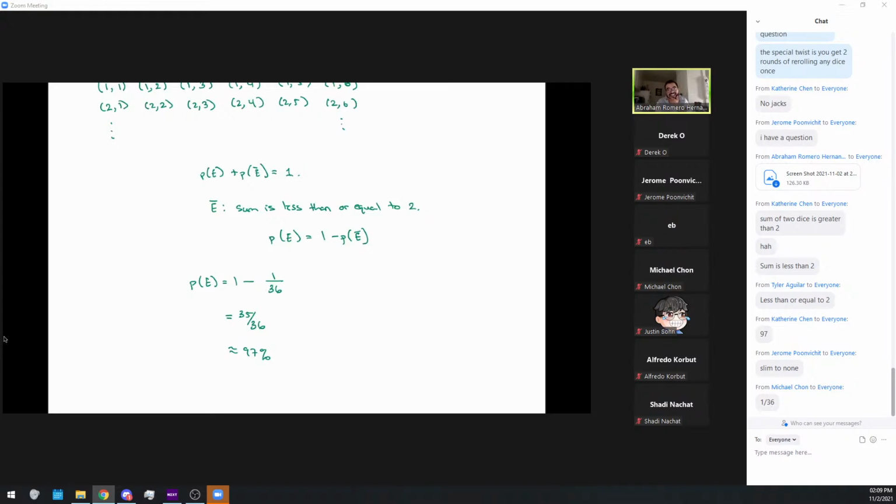Slim to none. 1 out of 36. So it's actually a 3% chance, a 3% probability, right? Because 1 minus 97%, that's 3%. Or 100% minus 97% is 3%. Or 1 out of 36 is 0.03 approximately. And that's the probability of rolling snake eyes. Sweet.